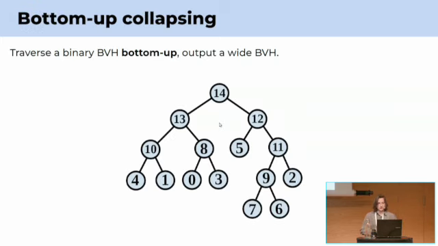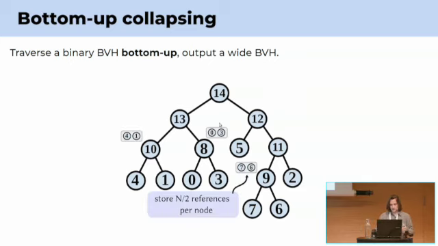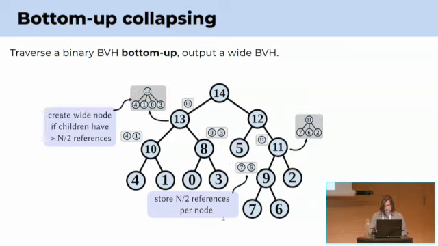Our bottom-up collapsing procedure works by traversing a binary BVH from the leaves upwards to output a wide BVH. And it is very simple: we store up to n/2 references for each internal node. So, for example, for a 4-wide BVH, we could store up to 2 references per internal node. And so we propagate these references upwards from the leaf. For example, the node 9 here will store the references of its children 7 and 6. And then as we go higher in the tree, we check at every node if the references that are coming into this node have more than n/2 elements.